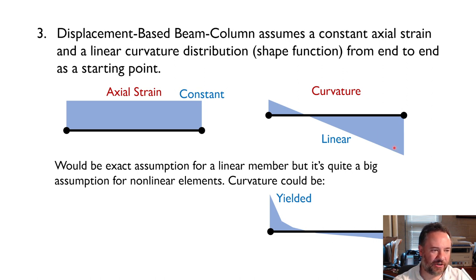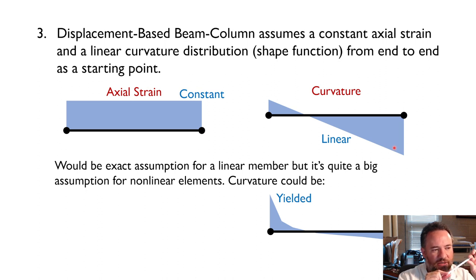Now for a linear element, like if I had just a linear beam, a beam that never yields, then that's a good assumption. It will be a linear curvature distribution. But once I get into the nonlinear behavior, the curvature distribution is not going to be linear anymore, right? Because for a beam, how do we model a beam? We put plastic hinges at the ends, potentially. Why would we put plastic hinges at the ends? Because that's where the moment is greatest in a beam, and that's where the yielding is expected to occur in a beam, generally in an earthquake, right? So at the ends of the beam, we're going to get yielding.